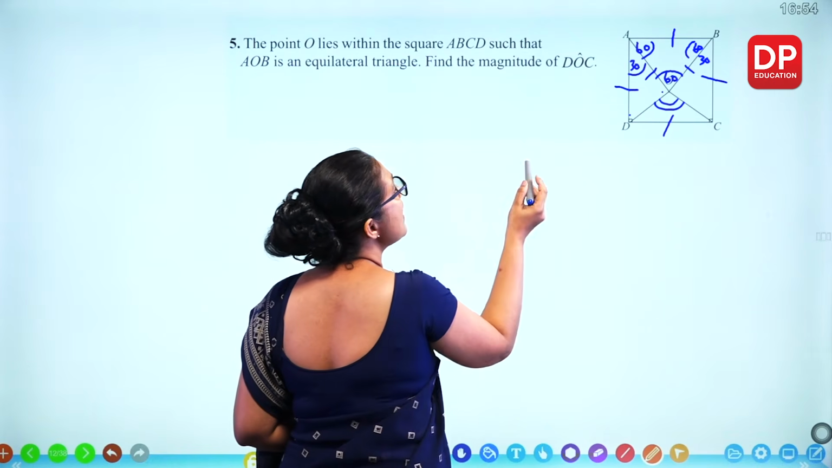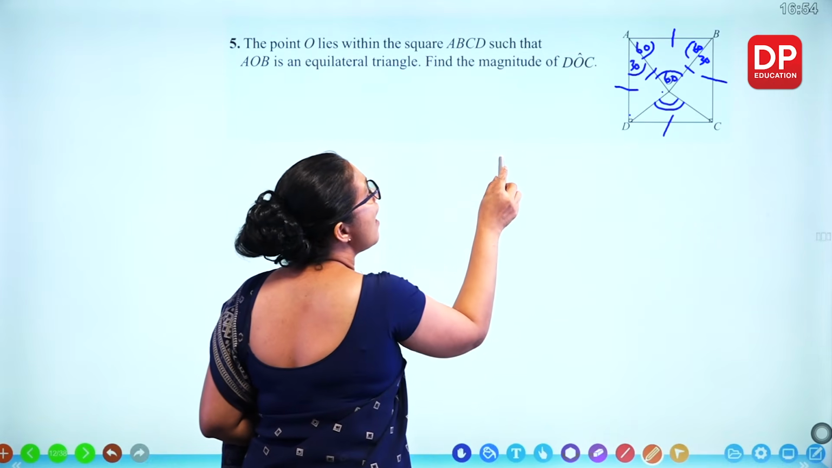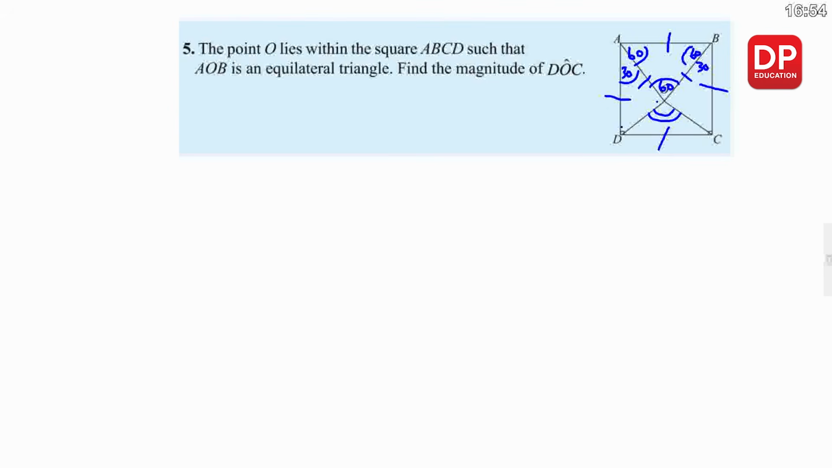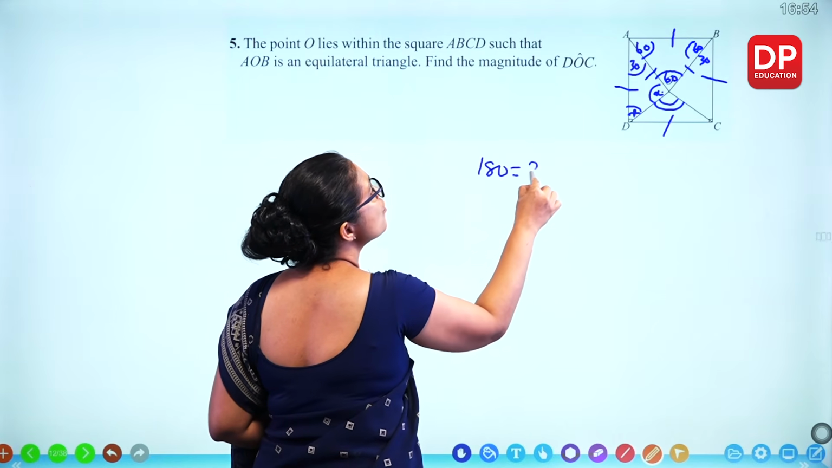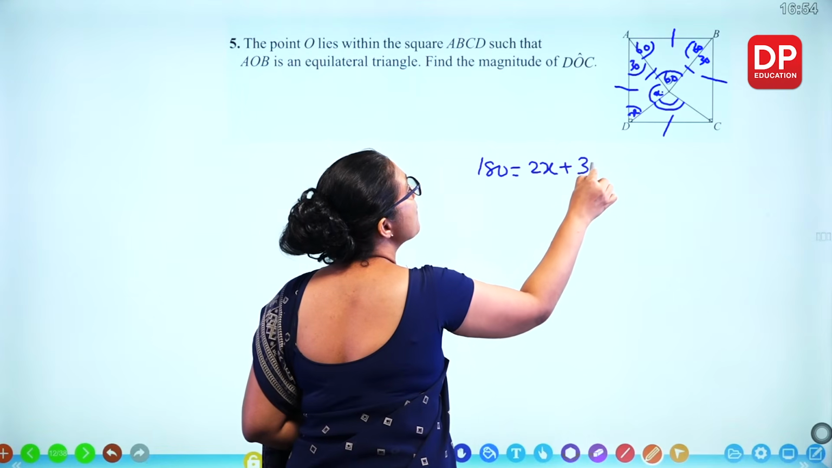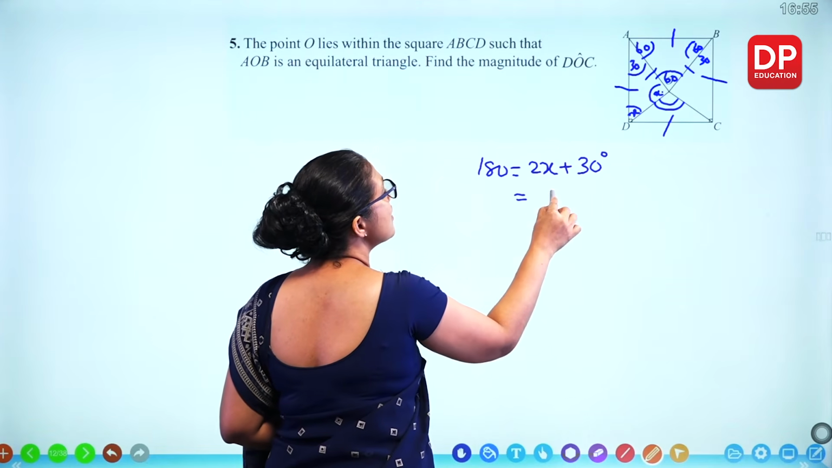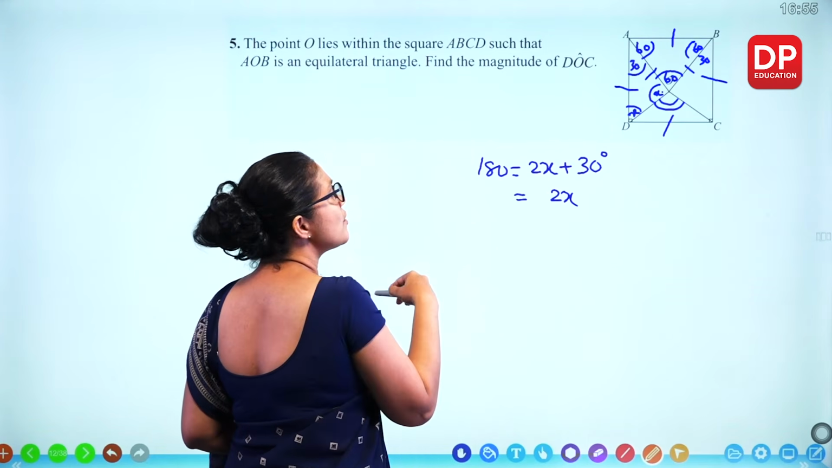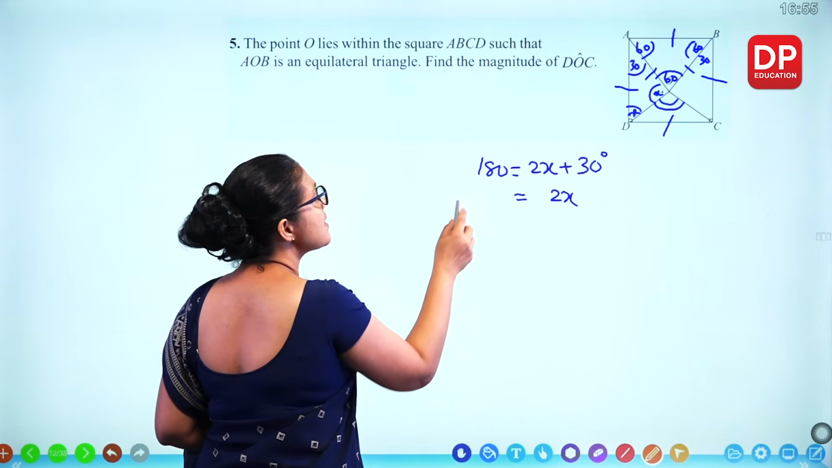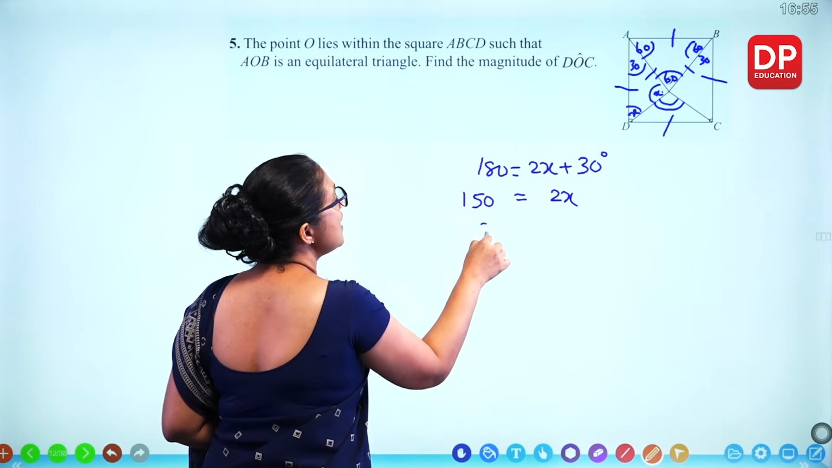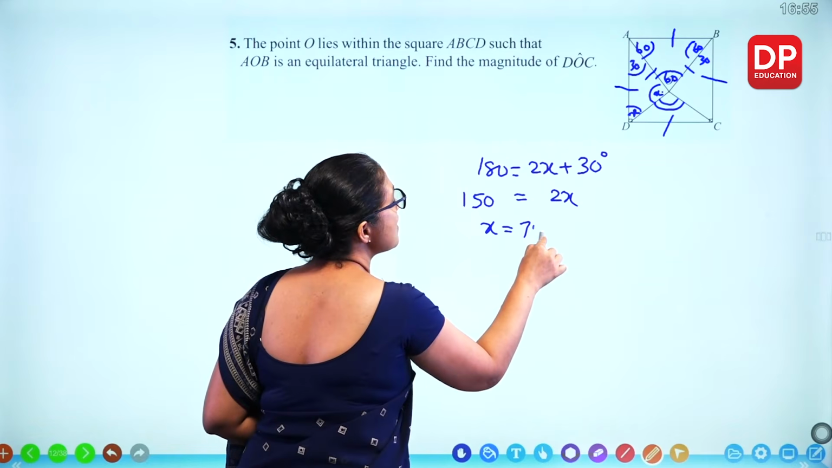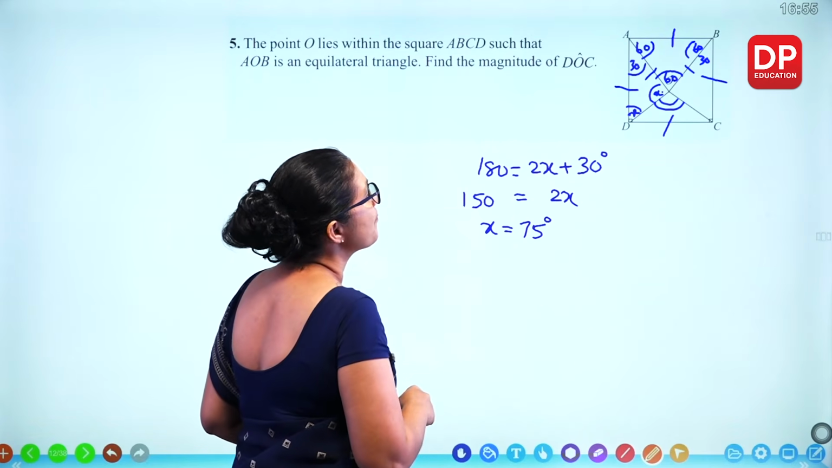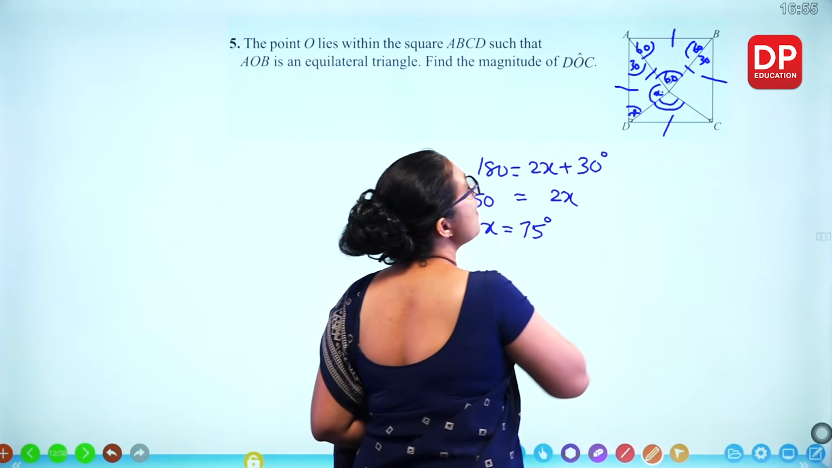So we can say this is, you can write this is x or something, write x. So 180 is equal to 2x plus 30. So what is x? 2x equals, take 30 to the other side, 180 minus 30 becomes 150, x becomes 150 divided by 2, that's 75 degrees. So we found this is 75 degrees.